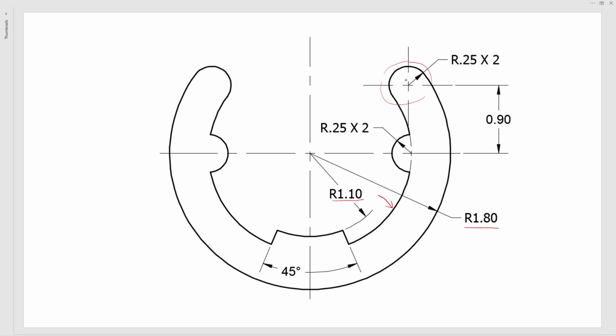I have this arc, and the radius of this arc is 1/4 inch by 2 places, one over here and one over here. So x2 means 2 places. Now when that happens, this basically tells you that the distance is a diameter of this arc. So that's 1/4 inch on both sides, which is 1/2 inch. This means that this is 0.5 inch distance.